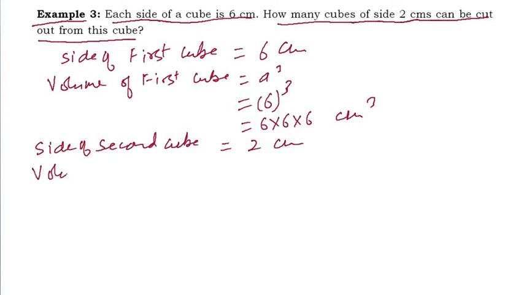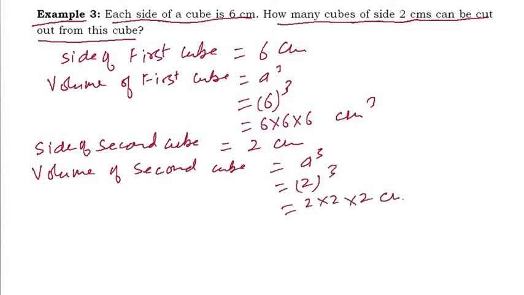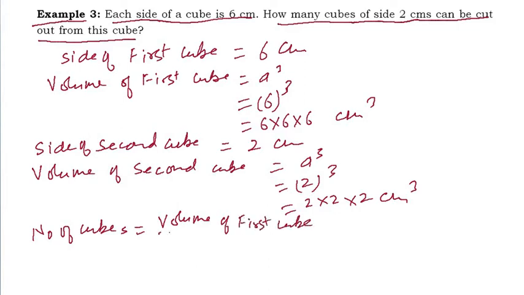Now volume of second cube, that is the side cube, that is a cube. So you have to write 2 cube, so that is 2 into 2 into 2 centimeter cube. So number of cubes cut, how many number of cubes? So you can write here number of cubes is equal to volume of first cube upon volume of second cube.